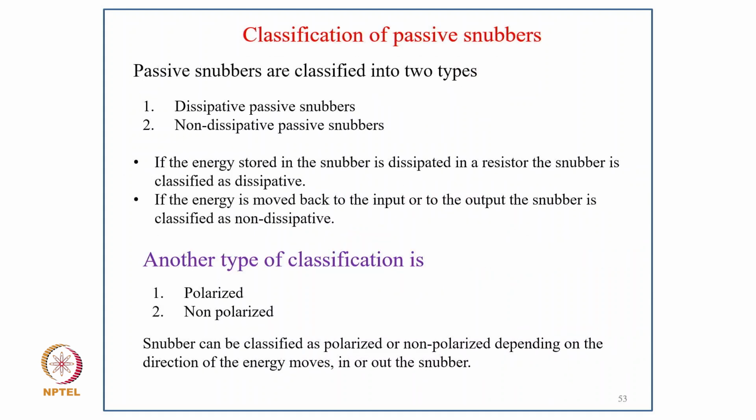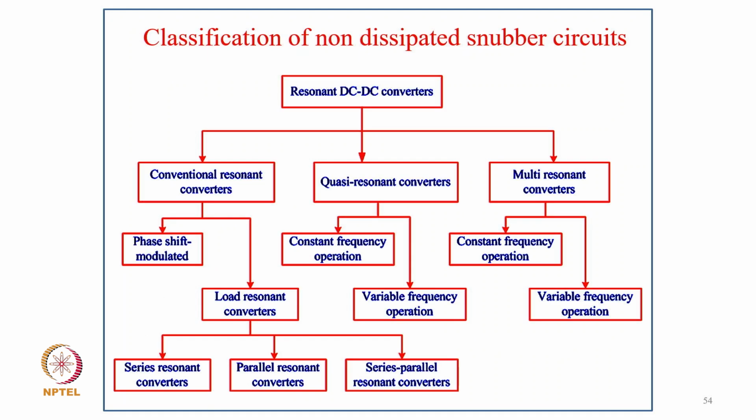Now passive snubbers are classified again into two types: dissipative passive snubbers and non-dissipative passive snubbers. If the energy stored in the snubber is dissipated in a resistance, the snubber is classified as dissipative. If the energy is moved back to the input or output, the snubber is classified as non-dissipative. Another kind of classification of snubber circuits is polarized and non-polarized snubbers. A snubber can be classified as polarized or non-polarized depending on the direction of energy movement in or out of the snubber.